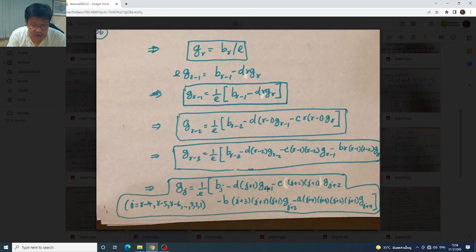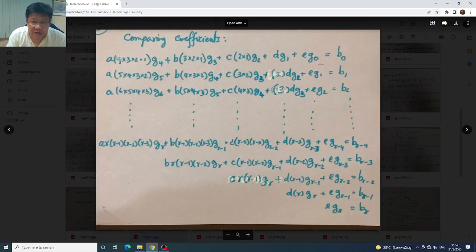This one, b sub j, this g sub r plus 1, this one should be j plus 1, not r plus 1. This is g sub j plus 1, g sub j plus 2, g sub j plus 3, g sub j plus 4. Keep replacing from j equal r minus 4, r minus 5, reducing down to 3, 2, 1, and 0 also. I forgot 0 here. Actually this one can substitute and move you back to the original g sub 0.